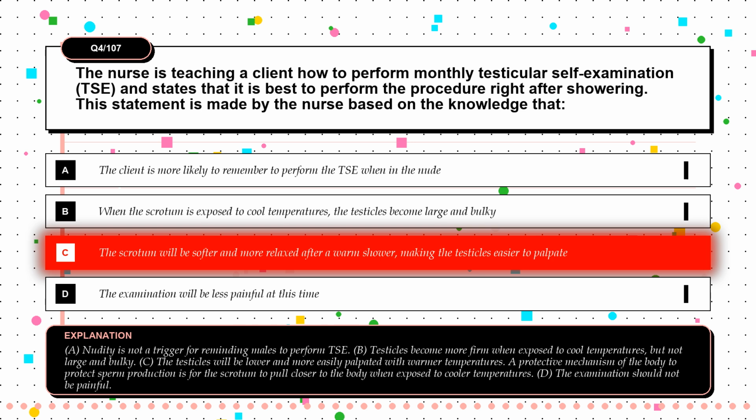A protective mechanism of the body to protect sperm production is for the scrotum to pull closer to the body when exposed to cooler temperatures. D. The examination should not be painful.